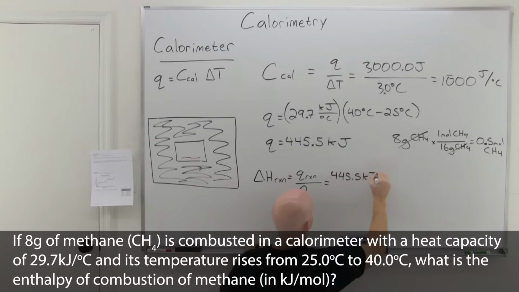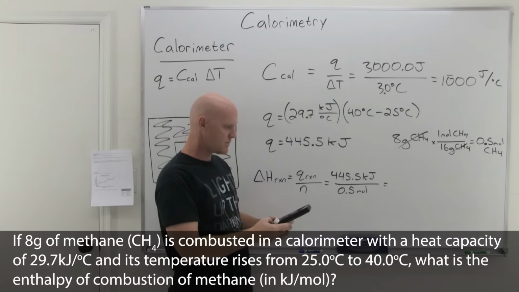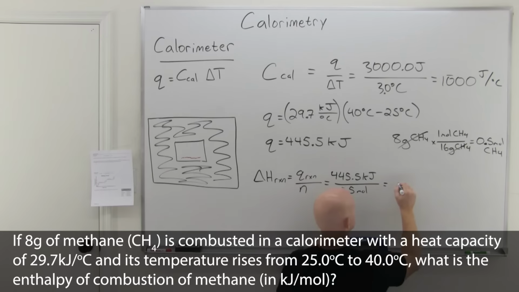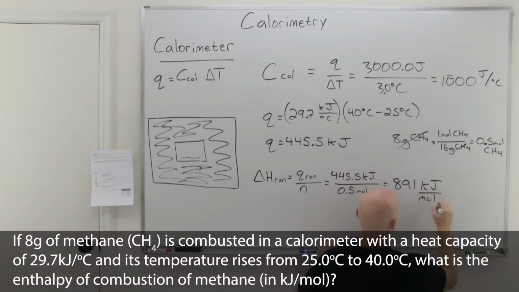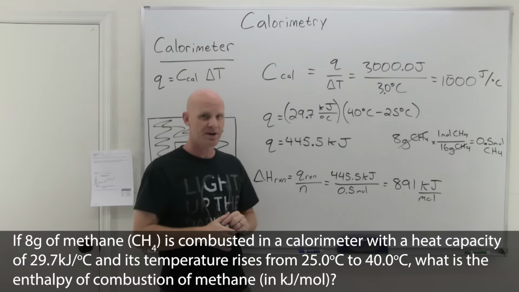And so we're going to get 445.5 kilojoules divided by 0.5 moles, which is effectively the same thing as doubling this value when you divide by 0.5. So divided by 0.5 equals 891 kilojoules per mole of methane. Now we have one last little issue here.